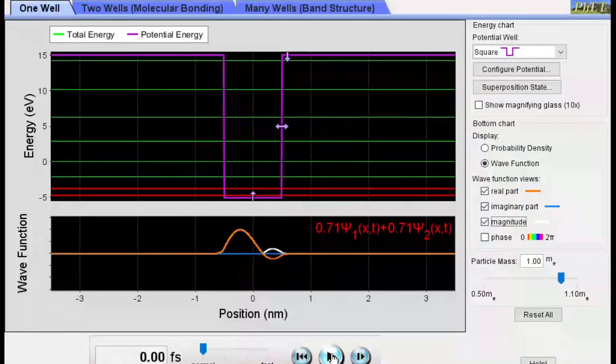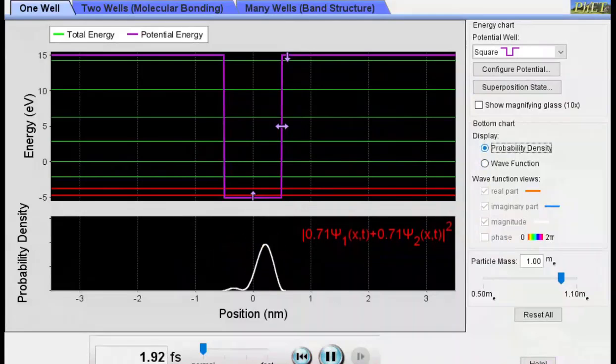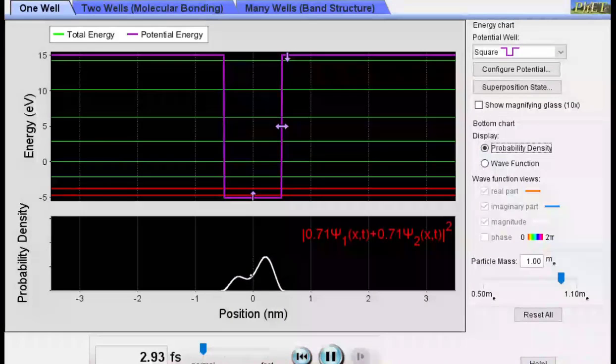We let time go on here. And as you can see with this magnitude, it's actually going to oscillate back and forth, and you can see it better with the probability density. Here, the particle is most likely to be here, and it oscillates back and forth. So it's no longer in a stationary state because we put it in a superposition state, where 0.71 is again 1 over root 2. So it's normalized.